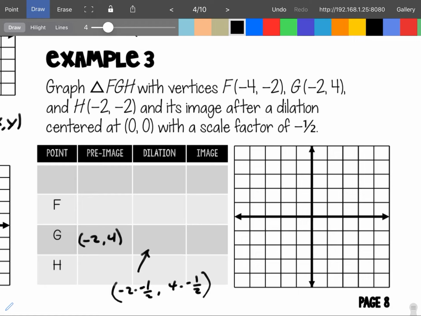So basically, multiplying by negative 1/2 is the same thing as dividing by negative 2. So if you want the image, G prime here, take negative 2 divided by negative 2, you're going to get positive 1. Take 4 divided by negative 2, you're going to get negative 2.